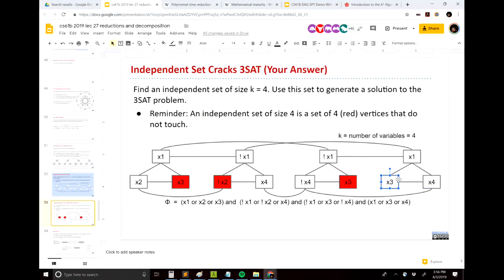X4. Okay, well, I'll do X4. Sure. All right, so now I have found an independent set. And so what do I do with that? How does that help me solve 3-SAT?